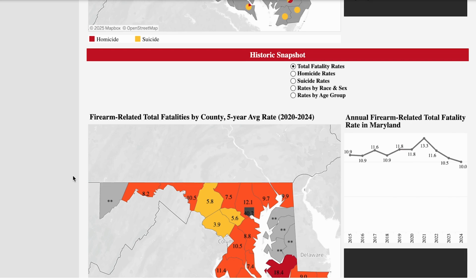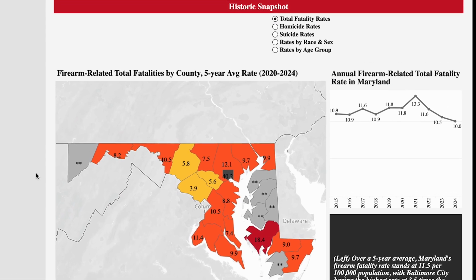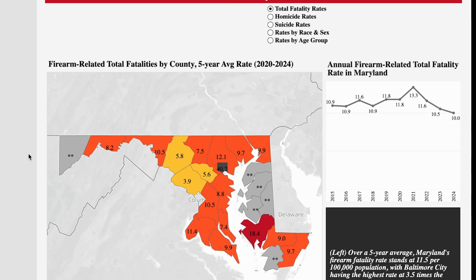Scrolling further down our data highlights page, you can see a historic snapshot. This map is going to be represented by a 5-year average between 2020 and 2024. Here you'll also see a breakdown of different counties and jurisdictions, and this is going to be represented by rates. And a rate measures the number of incidents based on the population level, typically represented by an incident count per 100,000. This map is going to show you total firearm fatalities across different counties.